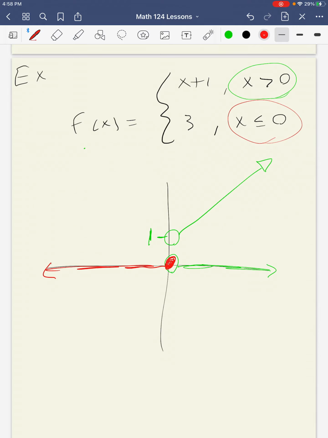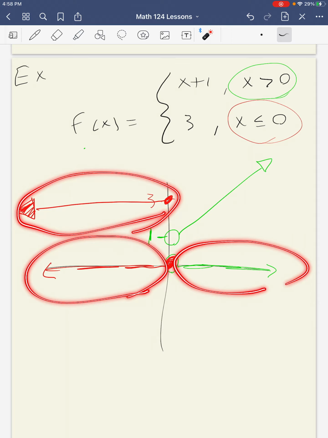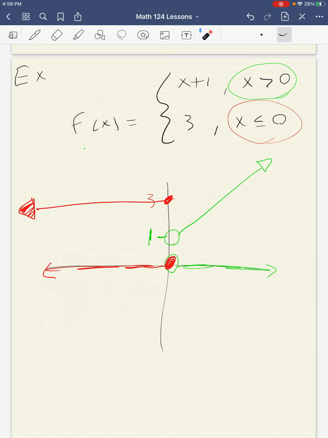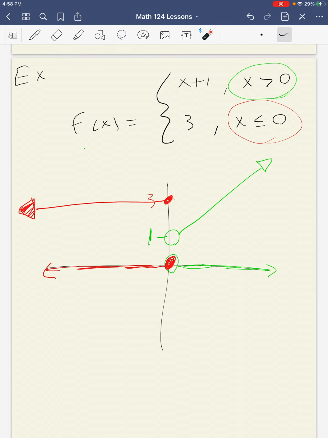Okay, similarly, I'll graph the constant function 3 on the red piece. So this is a piecewise function. On the red piece, we consider this function. On the green piece, we consider that function. Right? So this is the graphical interpretation of a piecewise function, and this is the algebraic interpretation of it. So when x is bigger than 0, we consider this function. X is less than or equal to 0, we consider this function here.